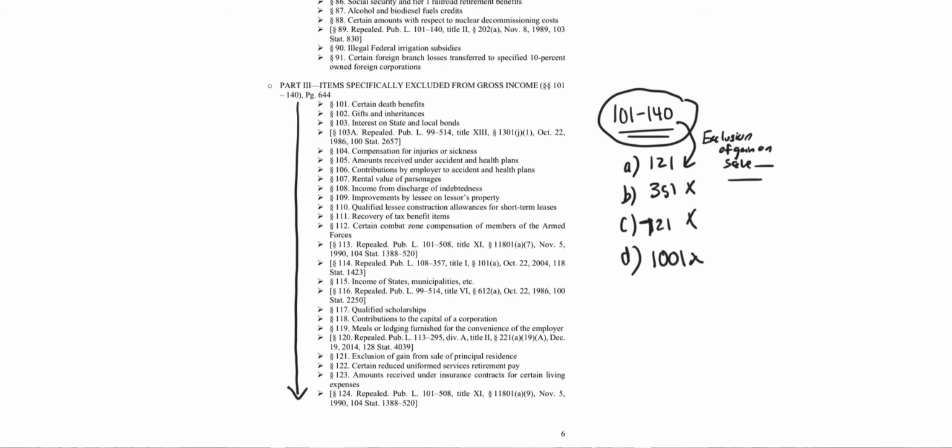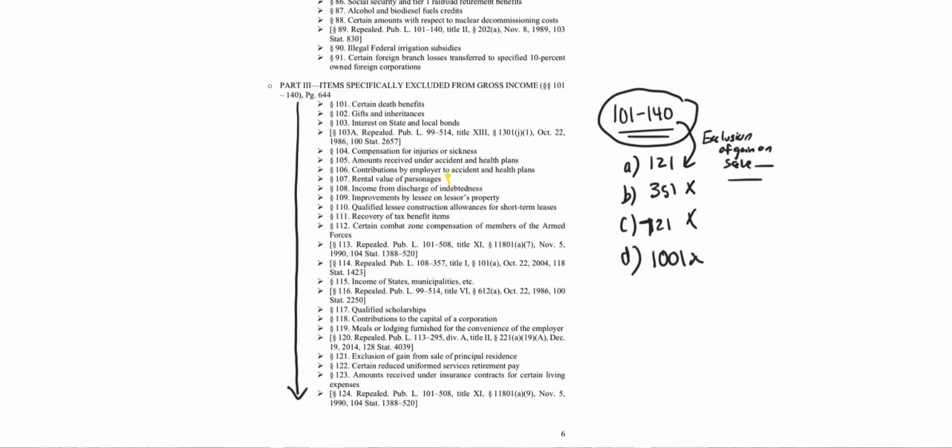107, rental value of parsonages. That deals with church. If you're not sure about something, always put a question mark. Say, not sure, I don't know what that is. And you can always go through and read it and see what it is. But I recommend reading this first and seeing if something is more closely tied.